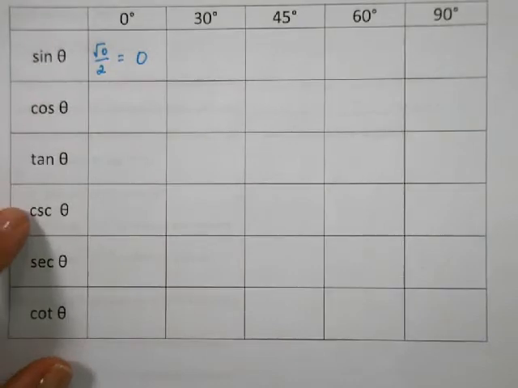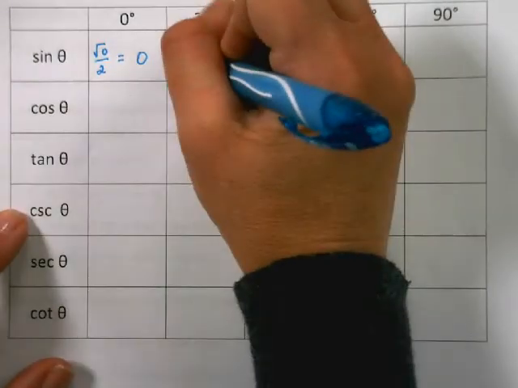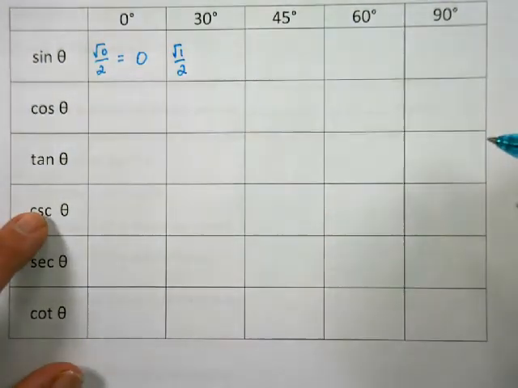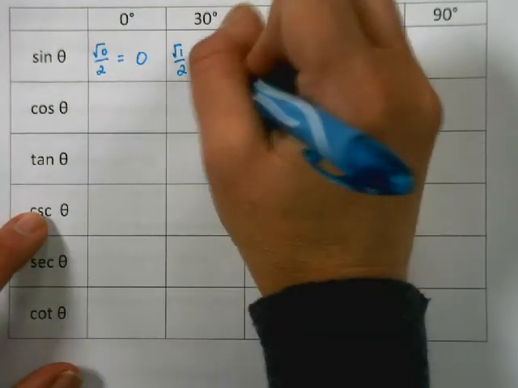All right. Now, 30 degrees. Square root of 1 over 2. Ooh, that makes me cringe. Why? Square root of 1 is 1. Square root of 1 is 1, so that guy's really a half.